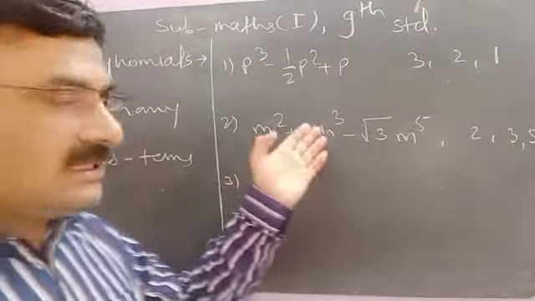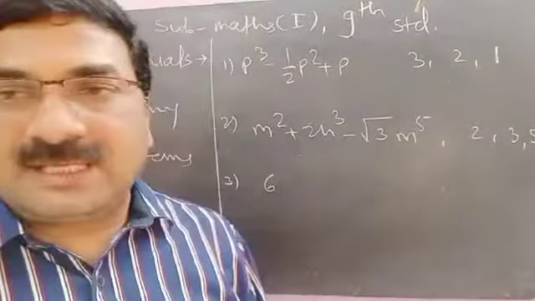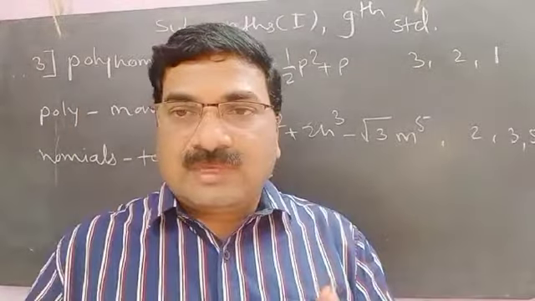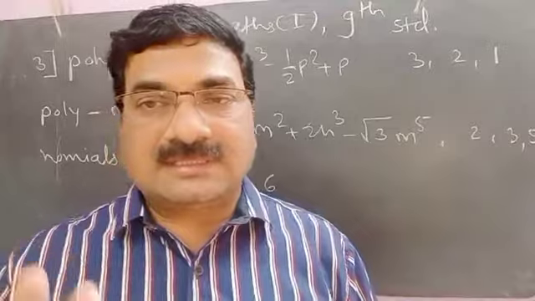Then, why are these called variables? m, n or p, x, y, z. These are the variables. Why? Because the values of these terms vary from expression to expression. That is why these are the variables.